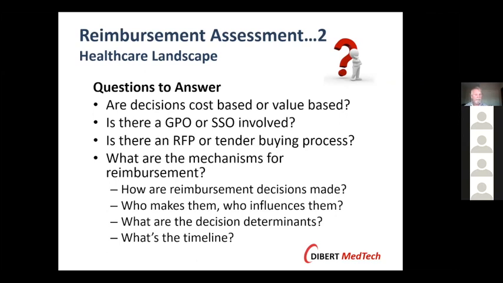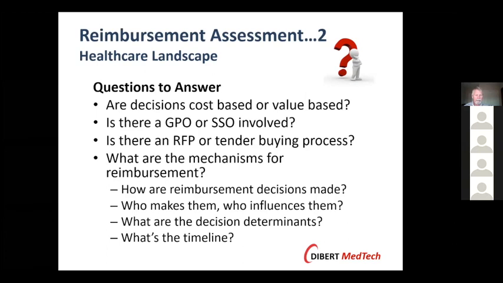Is it a tender? Is it going to be a GPO? SSOs, by the way, are shared service organizations. They're unique to Ontario. There are 9 of them in the province, and these are just mini GPOs that buy for groups of hospitals in Ontario. So is there a tender or not? That depends on how you approach it.